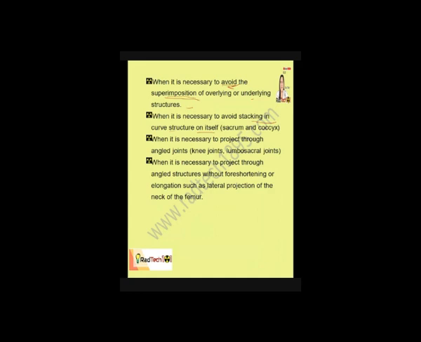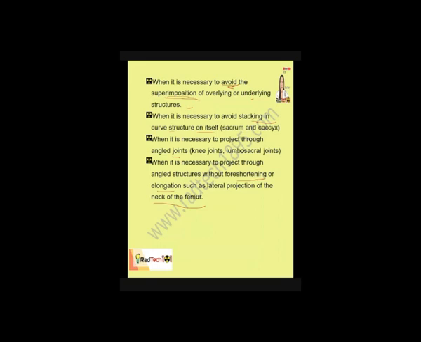Also, we angulate to project through angled joints. So, like knee joints, lumbosacral joints, hip joints. So, parang mas clear natin siyang makita. And to project through angled structures without foreshortening or elongation, such as lateral projection of the neck of our femur.